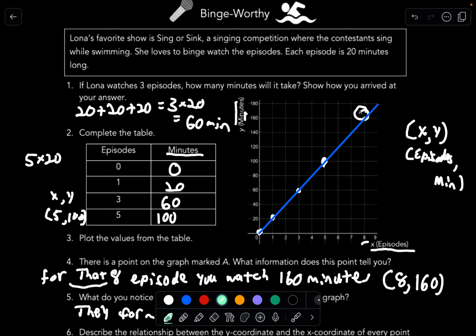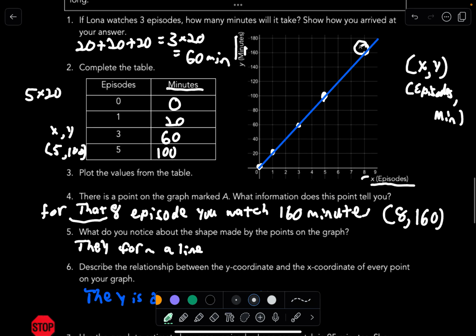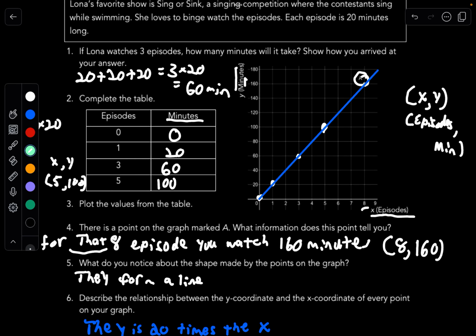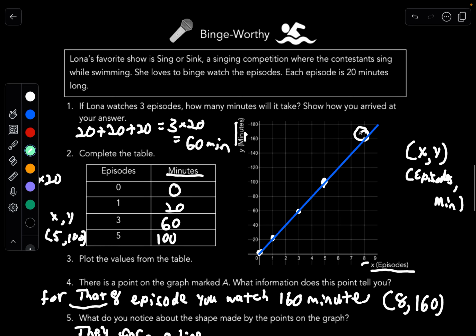So here we go. They said for 95, let me put that over there. So 95 in 95 minutes. So 95 is roughly right there.